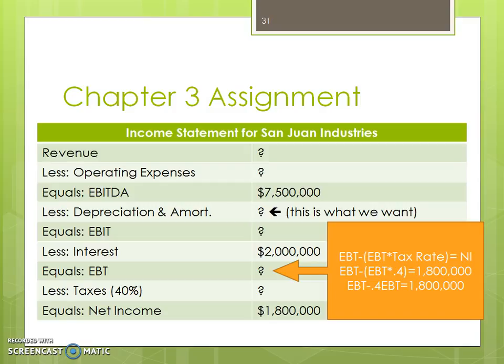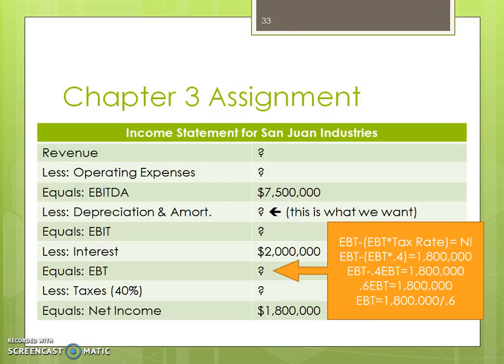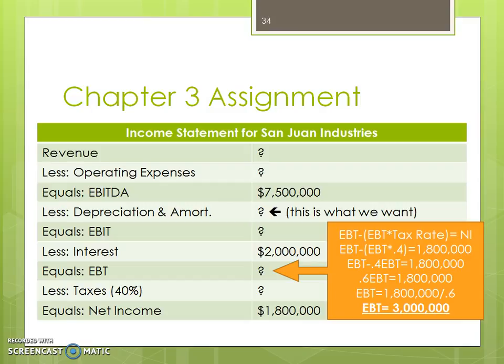So we're going to go ahead and isolate this, distribute the 0.4, so we get EBT minus 0.4 EBT. If we reduce that, we're going to get 0.6 EBT. Remember, there's a 1 in front of this one. So 1 EBT minus 0.4 EBT equals 0.6 EBT. Our last step is to isolate EBT by taking 1.8 million of net income and dividing it by 0.6. And sure enough, that gives us EBT of 3 million.